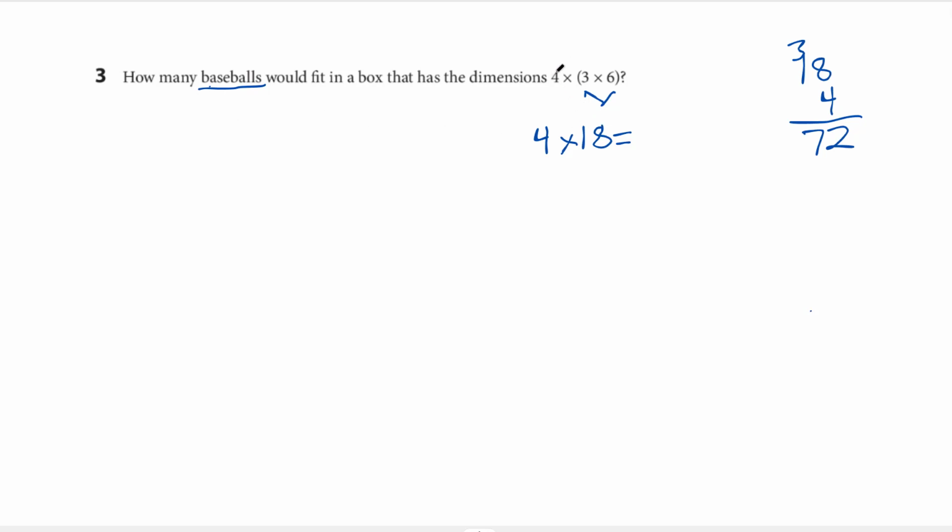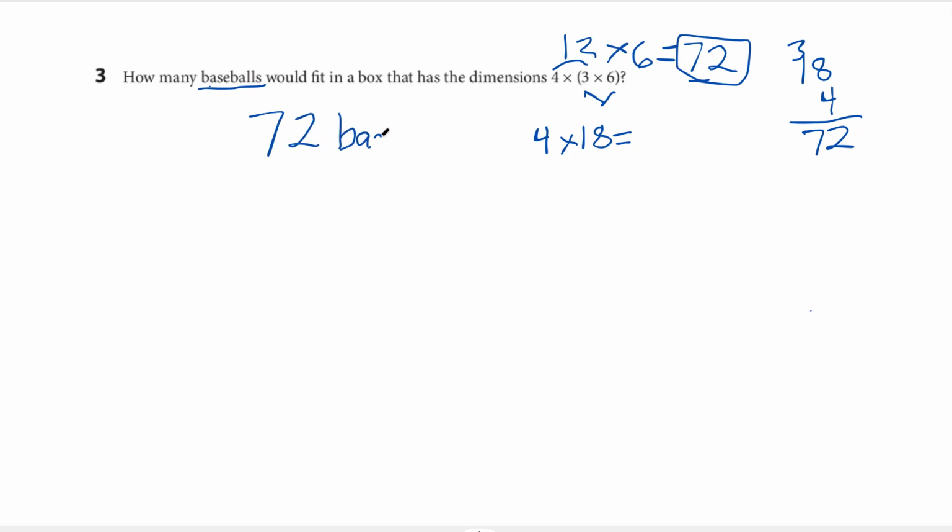So in this case, if everything's multiplication, there's no other operations, you can break the rule and say 4 times 3 is 12 times 6. And that, for me, is easier to do in my head. So you can do it a way that works better for you, and you still get 72. Any order you do this, you're going to get 72. And your answer is 72 baseballs.